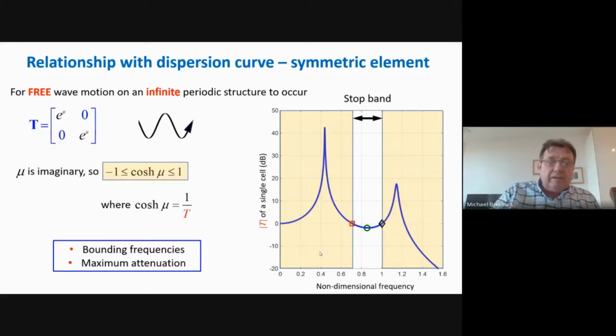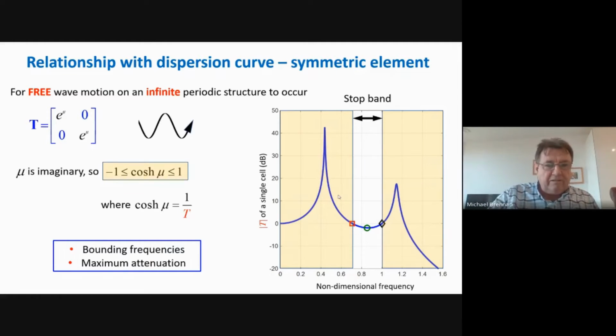So the question is how does this relate to the more traditional way of viewing periodic structures? And this was established quite a number of years ago by Dennis Mead. In fact, he wrote a very nice paper in 1975, where he established the relationship between a single cell and the whole structure.